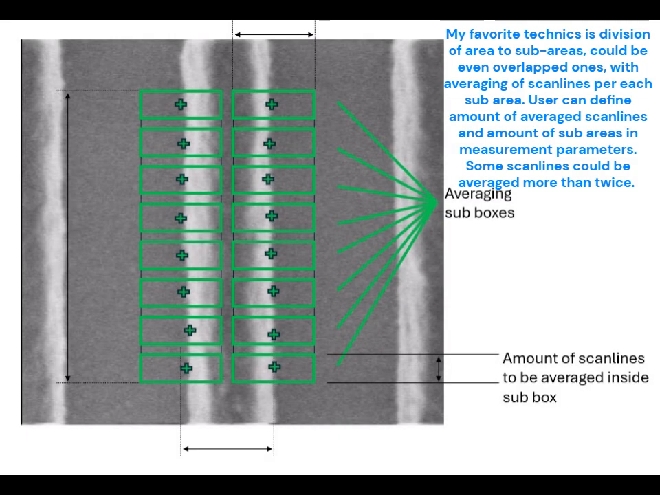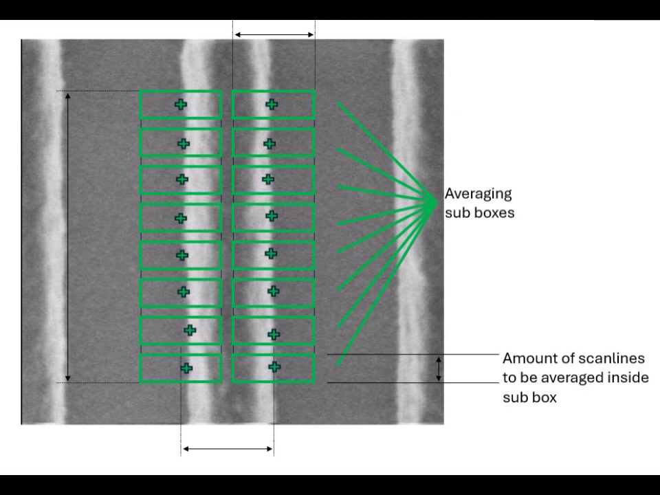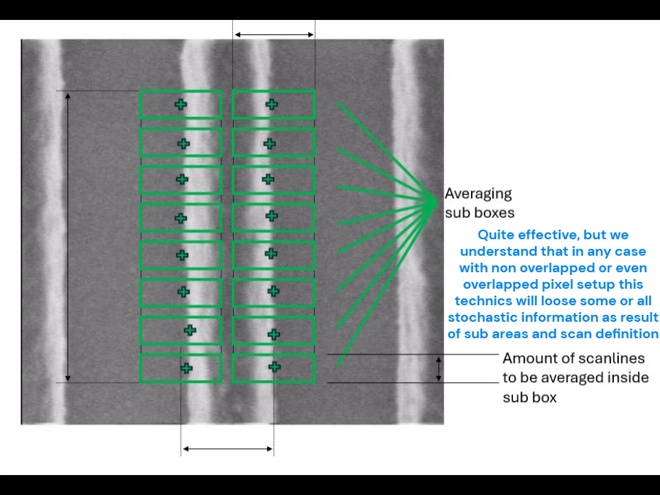My favorite technique is division of area into sub-areas, could be even overlapped ones, with averaging of scanlines per each sub-area. User could define amount of averaged scanlines, amount of sub-areas, and measurement parameters. Some scanlines could be averaged more than twice. Quite effective, but we understand that in any case, with non-overlapped or even overlapped pixel setup, this technique will lose some or all stochastic information as a result of sub-area and scanline definition.